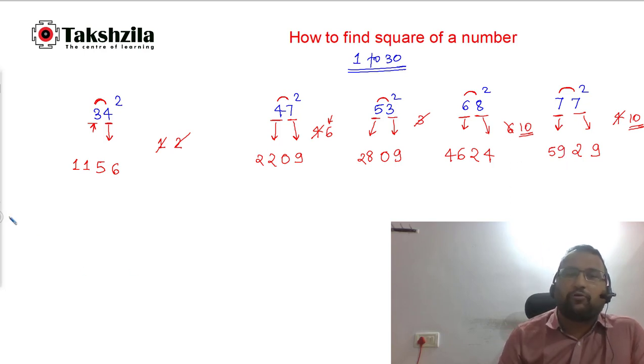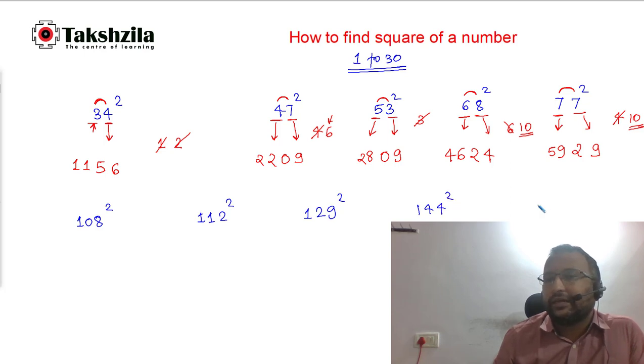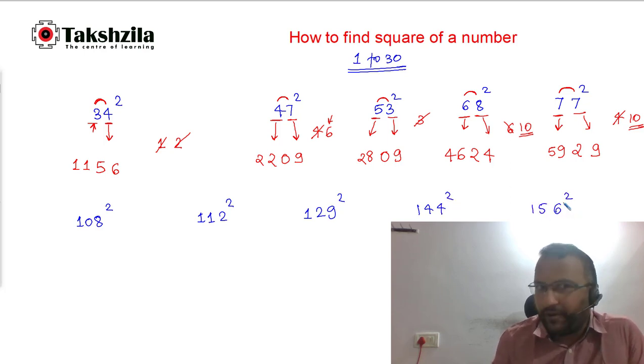Now let's say I want to find the square of 108. Then the square of 112. Then the square of 129. Then the square of 144. Then the square of 156. Let's have a look at it.